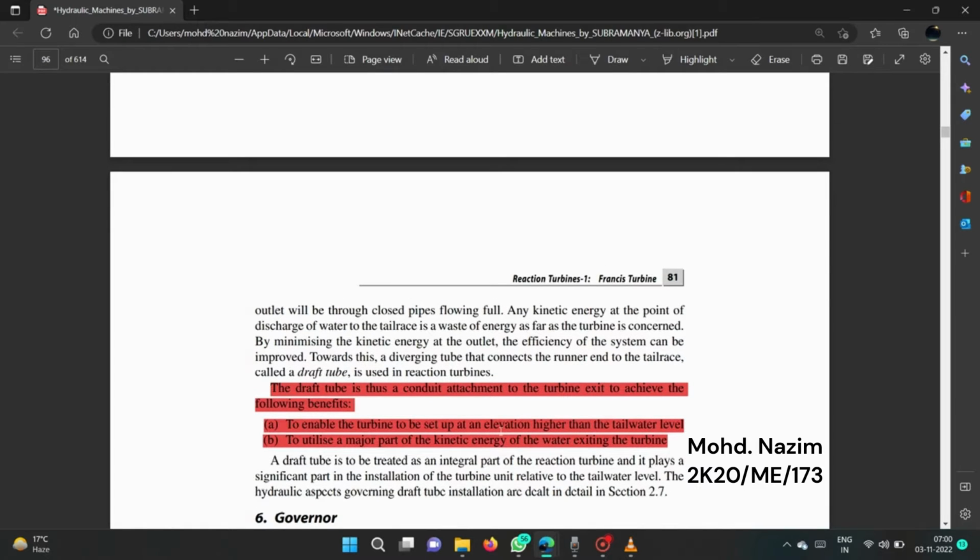Its cross-section area increases along its length, as the water coming out of the runner blade is at considerably low pressure. So it expands the cross-section area, that is the common thing. It recovers the pressure as the flow moves towards the tail race.